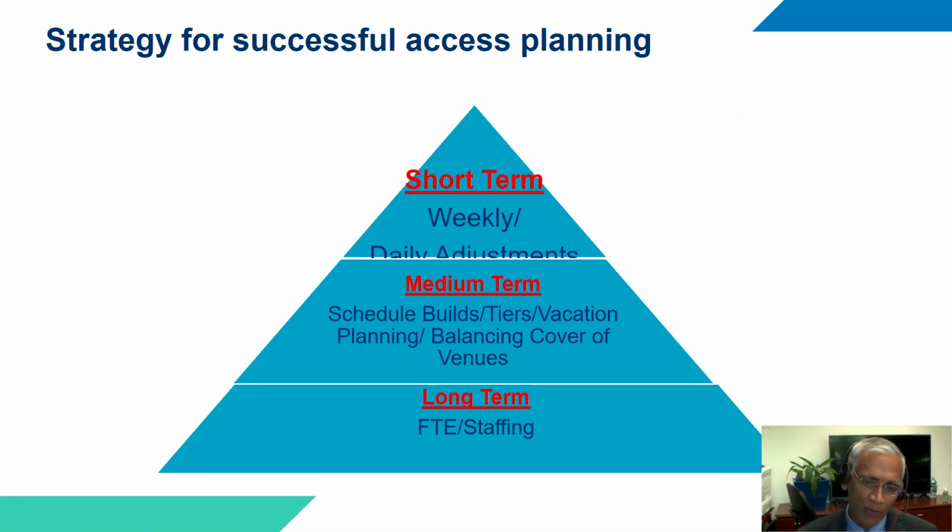And the key components of the strategy also as a part of the access planning is in terms of your staffing, not only in the short term, but the medium term and the long term. And of course, the short term is you have to make adjustments on a weekly, daily basis to make sure you have an adequate number of physicians who are working in each location. On the medium term, you have to build your schedule of the physicians and the plan for vacations well in advance, making sure you are covering different venues if you have physicians rotating in different locations. And of course, the long-term planning requires that you have an appropriate number of FTEs so that you can manage the access appropriately.